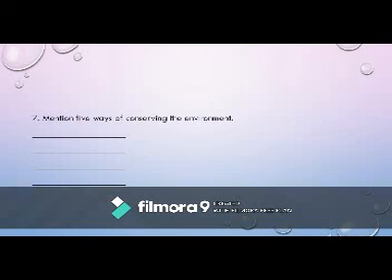Number 7. Mention 5 ways of conserving the environment. Since the last session we started to discuss these ways of conserving the environment, and today we've already discussed these ways used to conserve the environment. Mention 5.